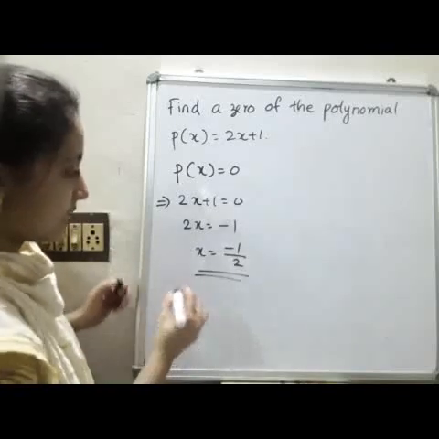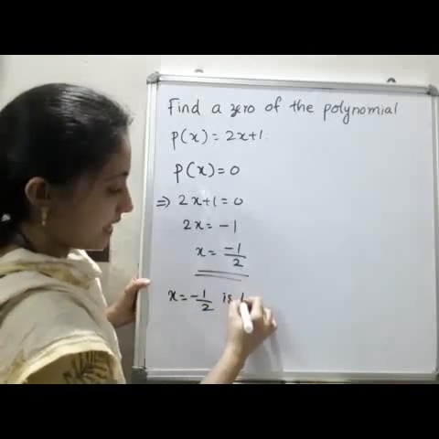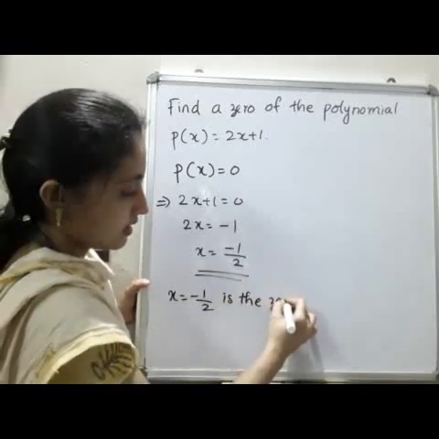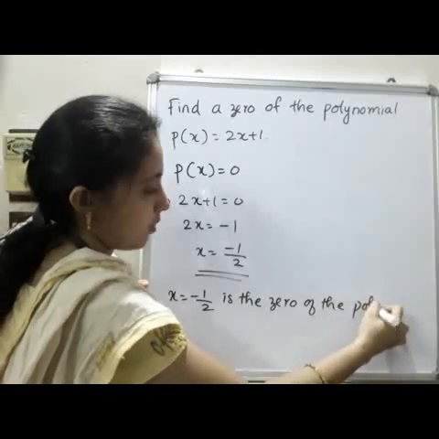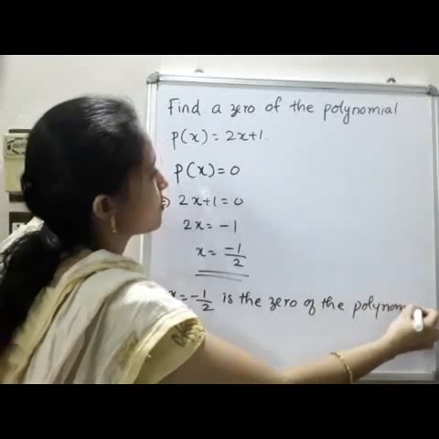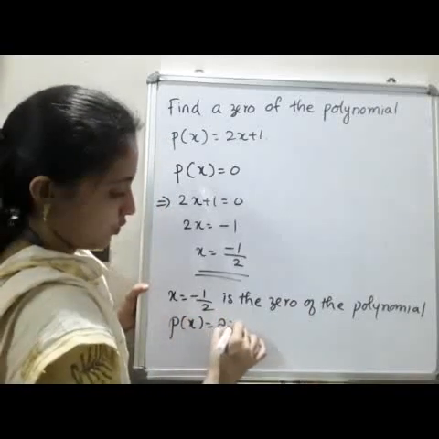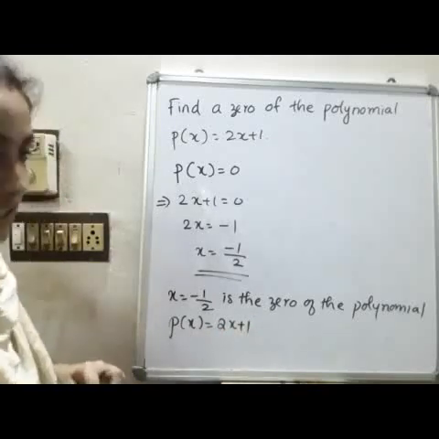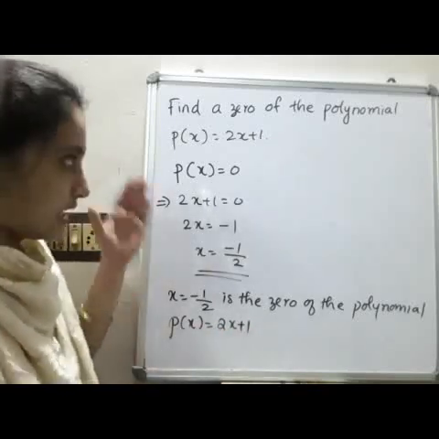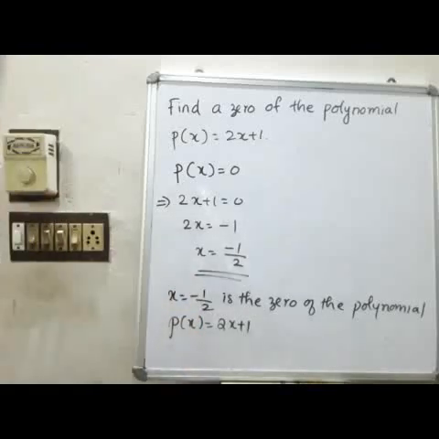Okay. So, the last step you have to write: x is equal to minus 1 by 2 is the 0 of the polynomial. This polynomial is p of x is equal to 2x plus 1. Okay, hope you clear this question. We will move to the next question, that is based on this type only. Okay, then after that you can clear that question. Please write the next question.